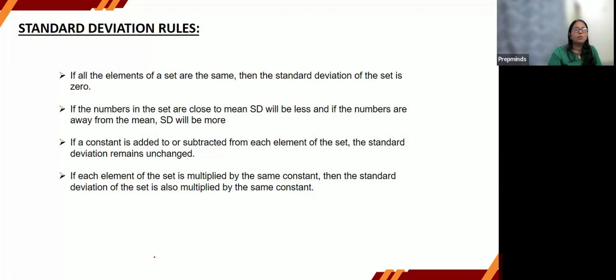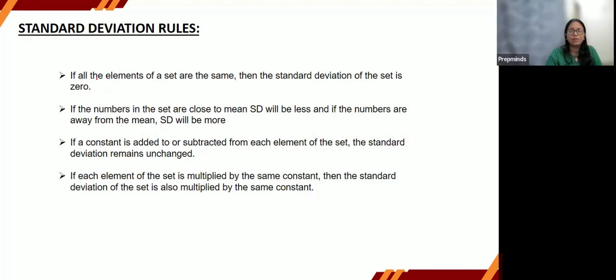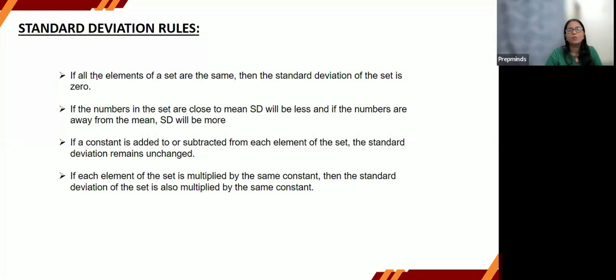Okay, so that's how we have the standard deviation rules. So Piyush, read these rules, please. Sure. If all the elements of a set are the same, then the standard deviation of the set is 0. Can you give the reasoning for this? Essentially there is no gap between the average and the numbers themselves, because all the numbers are equal to the average, so there is no deviation as such. Right.